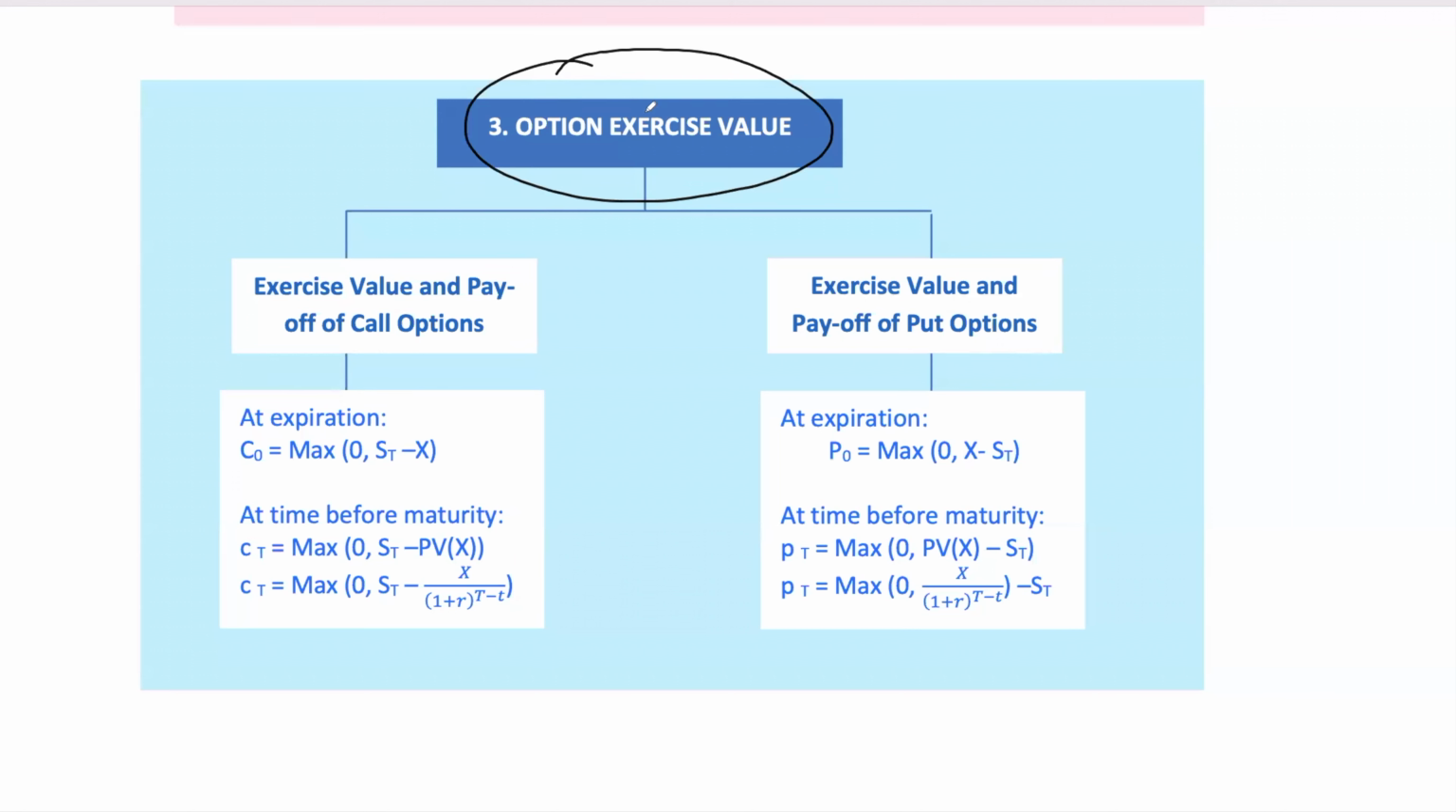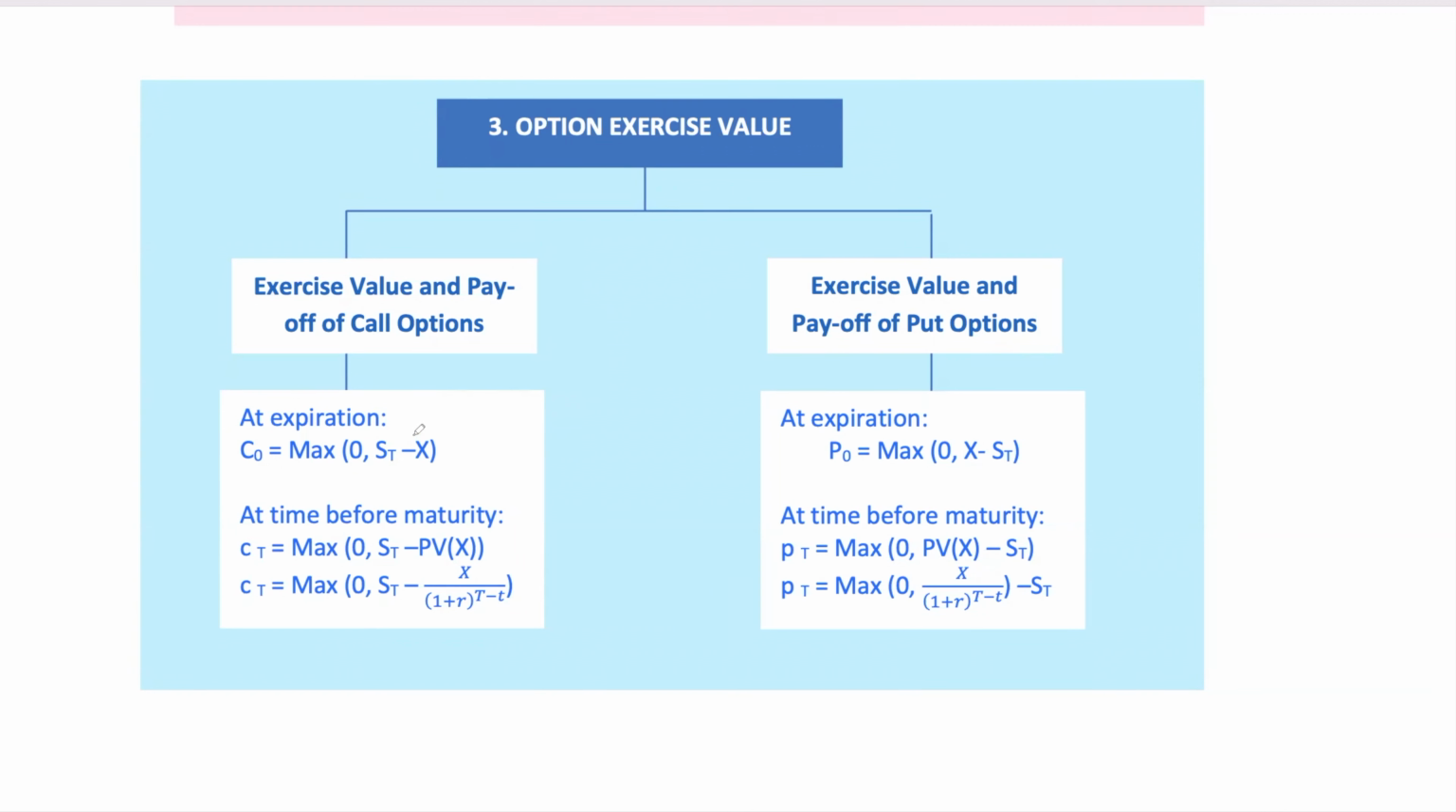Okay, option exercise value. Let's imagine your option reaches expiration day. How do we figure out what it's worth? If you hold a call option, you only bother exercising if the underlying price sits above your strike price. Mathematically, that payoff is whichever is bigger, 0 or the difference between the underlying price and the strike.